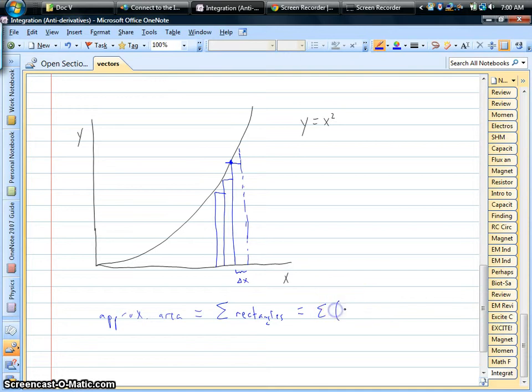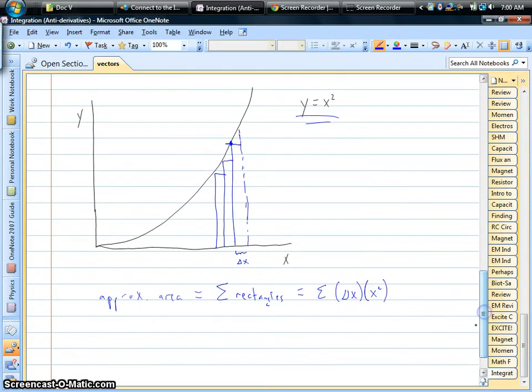Okay, so the base is delta x, and the height is the y value, but we know the function. Okay, so the y value is x squared. Okay, so if we add up all these little areas for each of these individual rectangles, we can get an approximation. Now obviously it's an approximation because we're missing area between the rectangle and the curve.